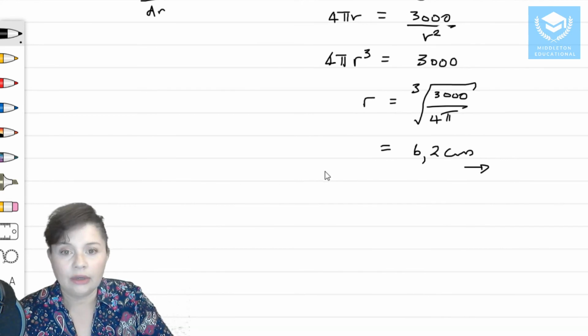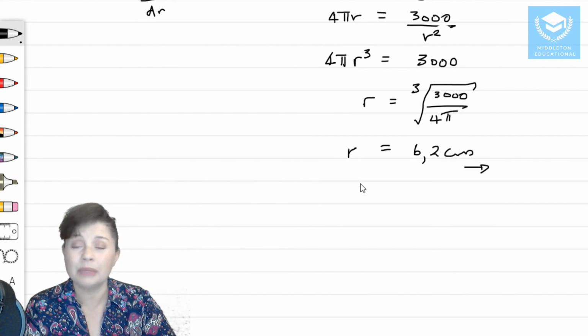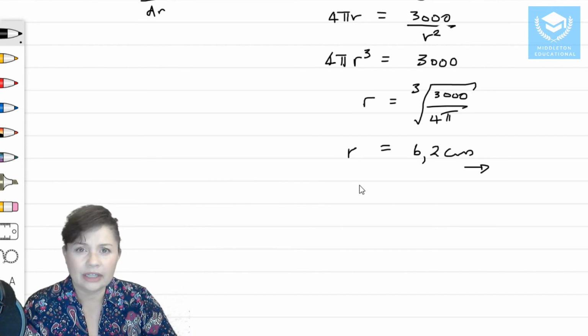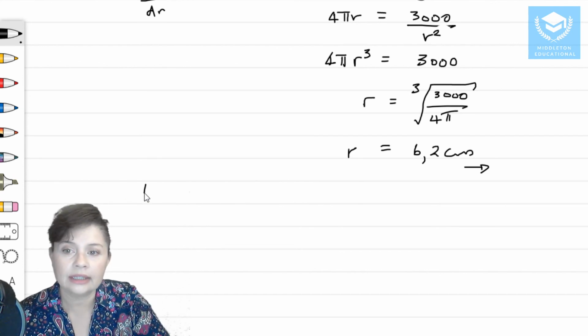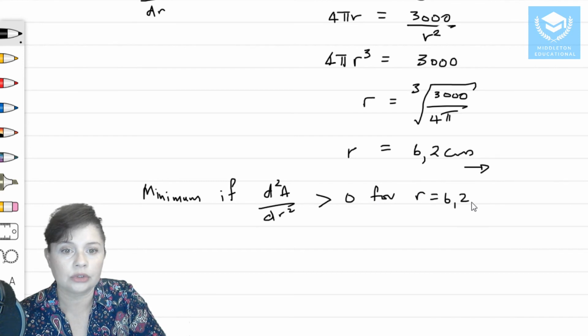Right. So now you have a value for r, but you need to ask yourself, is this in fact a minimum value or is it a maximum value, right? And we know that a value is minimum if your second derivative, d squared A over dr squared, is going to be greater than 0 for r equals 6.2. And we can check.